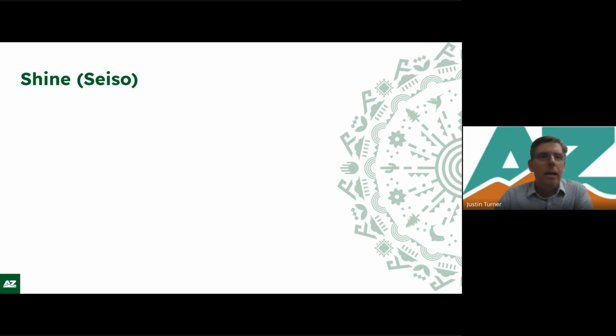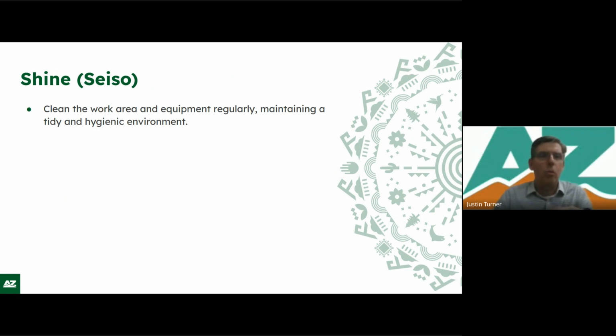All right, so the shine. This is kind of where the work comes in. Shine, from the 5S approach, is about making sure your work area and equipment are clean. Are you cleaning your work area and your equipment regularly? Are you maintaining that environment? So from the accessibility lens, this is where we're actually going out there and fixing the issues.